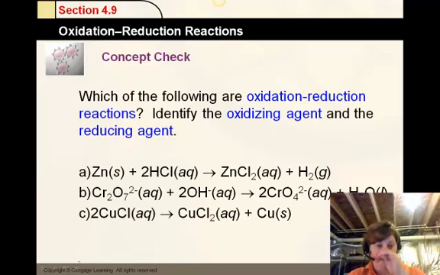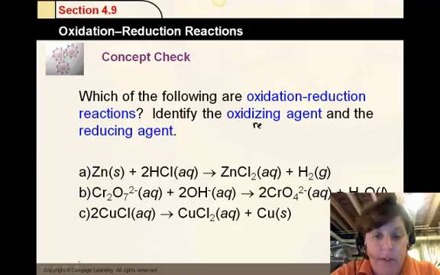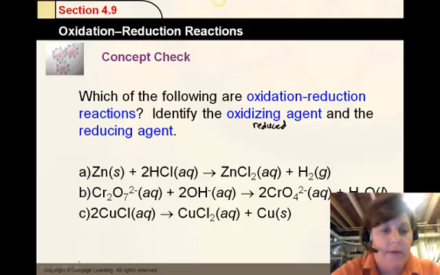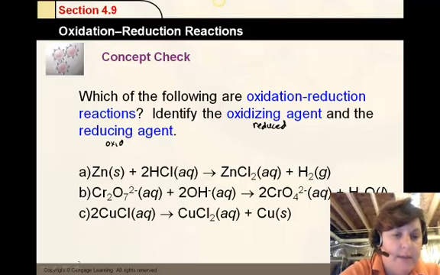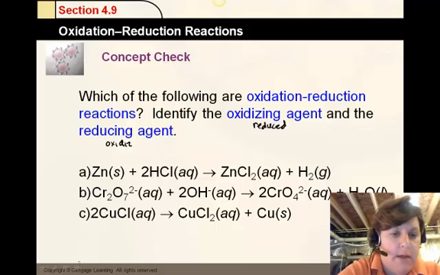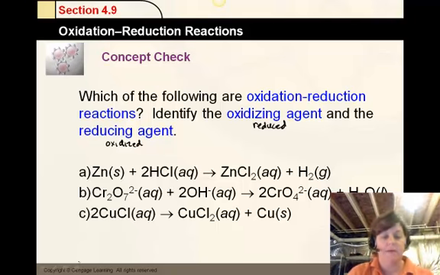All right, let's look at this. Which of the following are oxidation-reduction reactions? Identify the oxidizing agent and the reducing agent. So actually, when we identify those, the oxidizing agent is being reduced, and the reducing agent is being oxidized. We have to remember that.